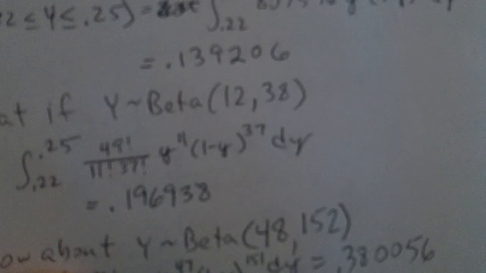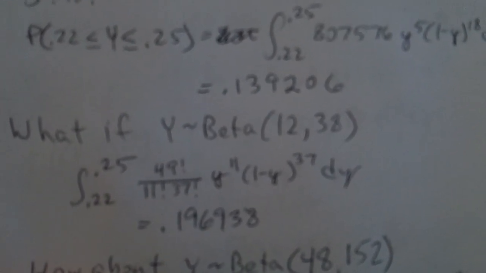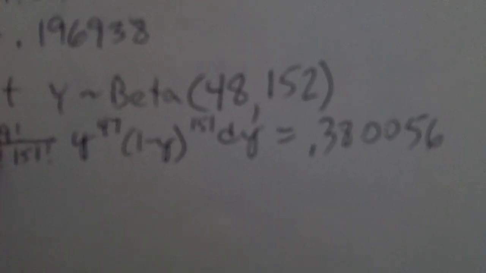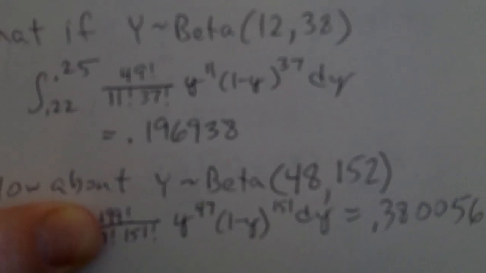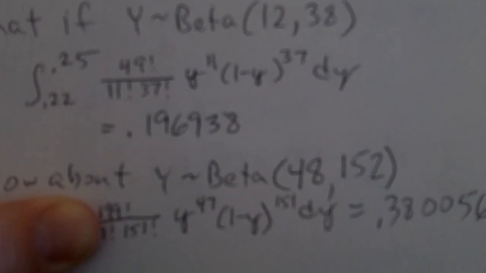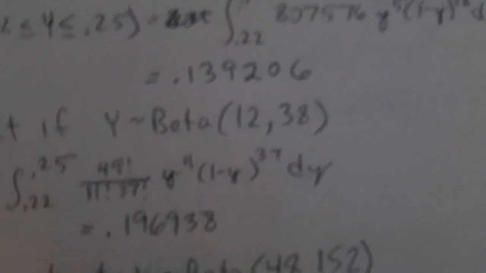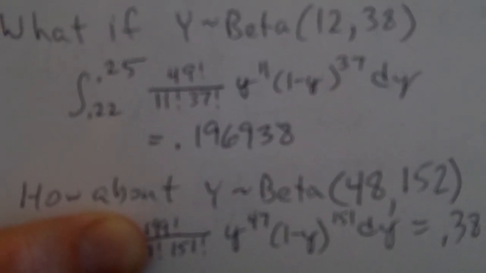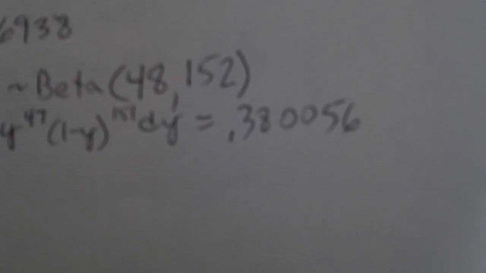Now, part of what we're doing here is changing the values of alpha and beta, but there will be a relationship. In the second case, alpha and beta are 12 and 38, and in the third case, they're 48 and 152. If you do the same integral but change the appropriate constants and exponents, you can see that the probability changes from 0.139 to effectively 0.197 to 0.38 and change.